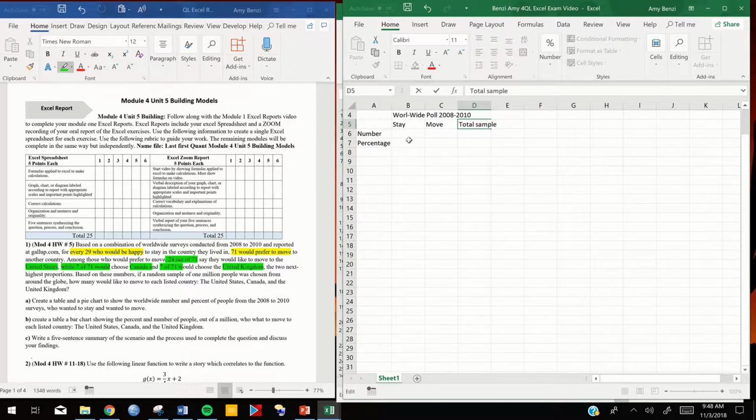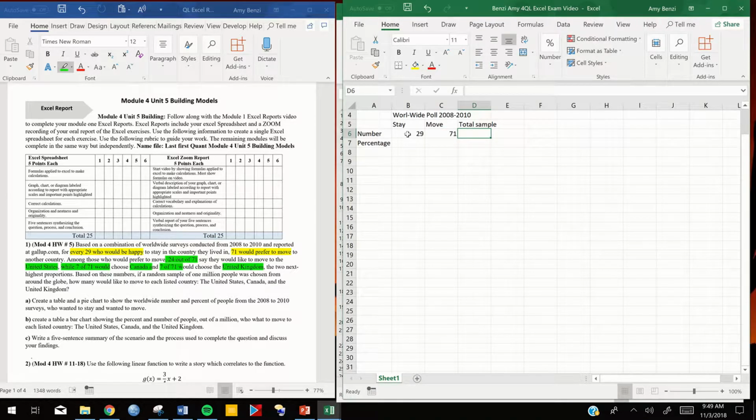Obviously, we did not poll every single person on the globe to see whether they wanted to stay where they live or move. We took a certain sample, and of that sample, the reduced fraction was that 29 would be happy and 71 would prefer to move. And we don't know if that's a reduced fraction or if that's the entire sample. So let's fill this in and then we'll talk about that. So we had 29 people wanted to stay and 71 people wanted to move.